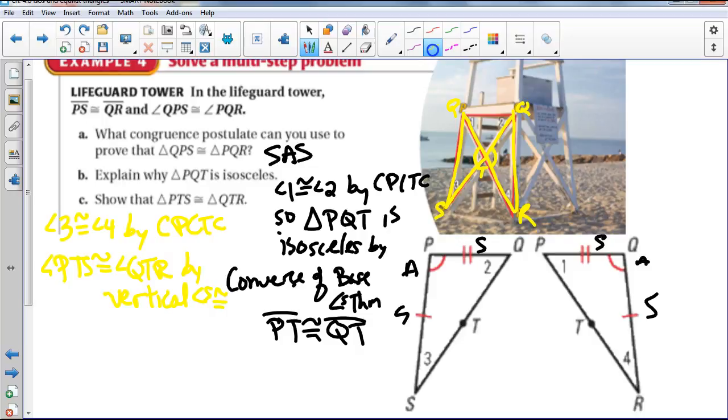And then finally, I showed that vertical angles are congruent, these angles are congruent, and we already proved that PT and QT are congruent from part B. So we know that triangle PTS is congruent to triangle QTR by angle, side.